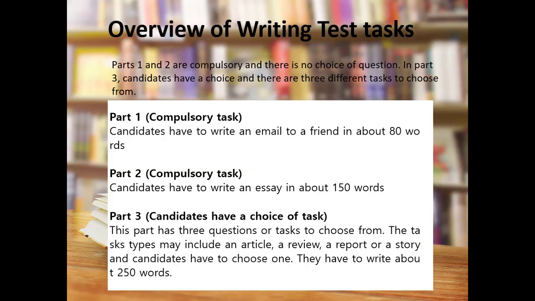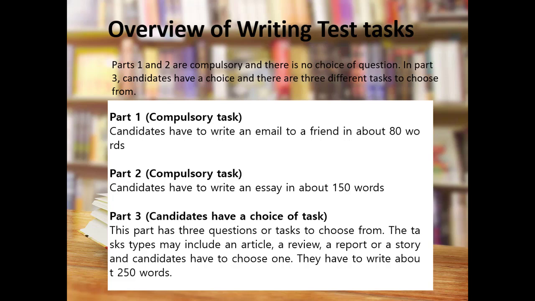Okay, here is the overview of writing test tasks. So you have to bear in mind that there are 3 parts in the writing paper. All the 3 parts are compulsory for you to answer. Part 1 and part 2 are compulsory and there is no choice of question. Meaning to say, there will be only one question for each part. So you have no choice, you have to write an essay based on the questions given.